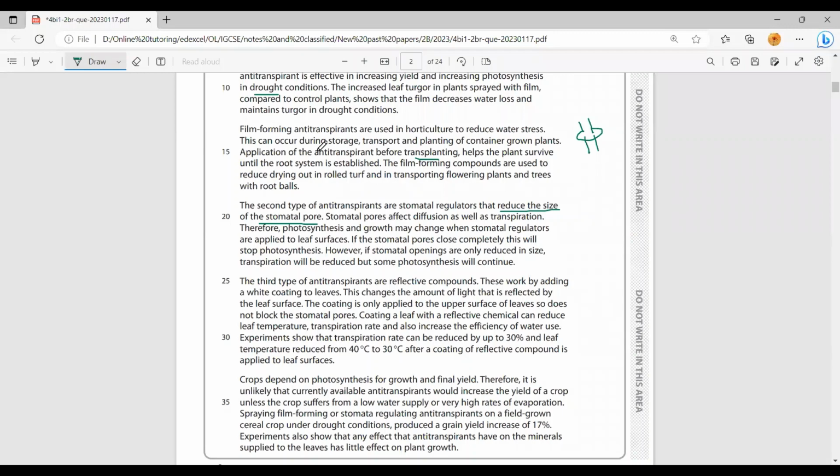التانية كانت لا، كان الفوتوسينثيسيس بيشتغل عادي وفي normal gas exchange. Therefore, photosynthesis and growth may change when stomatal regulators are applied to leaf surface. If the stomatal pores close completely, this will stop photosynthesis. However, if stomatal openings are only reduced in size, transpiration will be reduced, but some photosynthesis will continue.